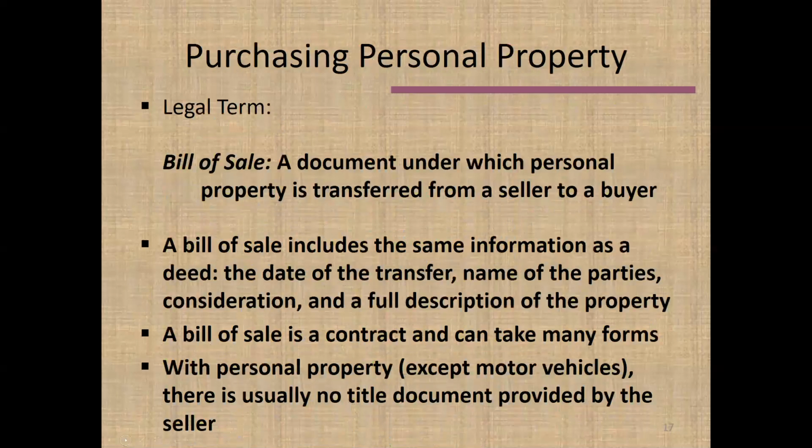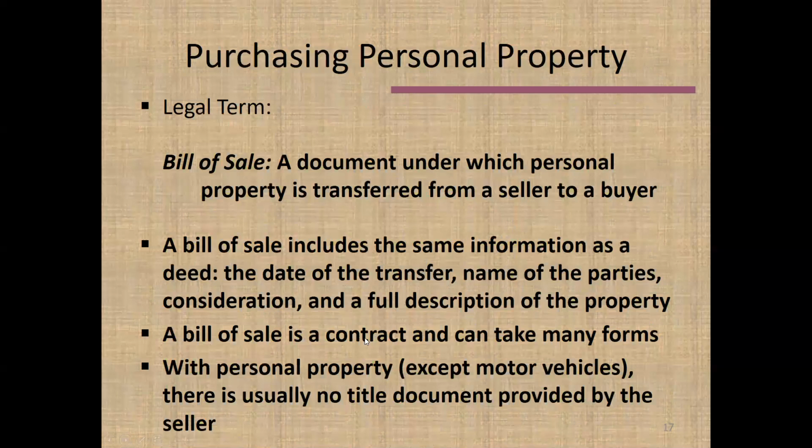Okay, bill of sale. And now we're flipping back to personal property. This is the document typically that is used when you're having personal property and you're transferring it from the seller to the buyer. It's going to have the same type of information that we see in a deed. You're going to have the date of the transfer, the names of the parties, the consideration, what the buyer is going to pay for the item, and then a description of the item.